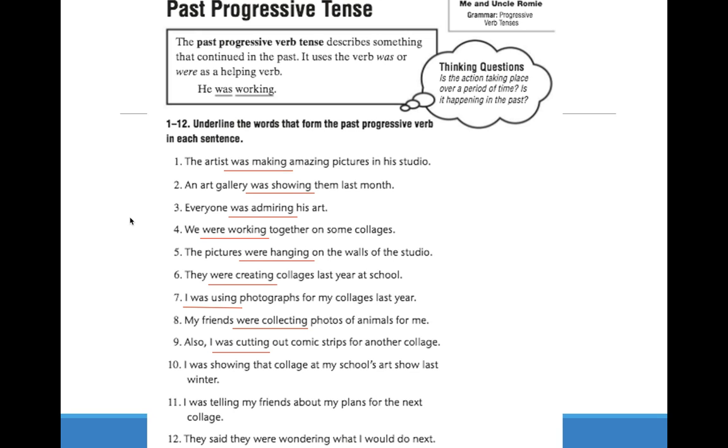I was showing that collage at my school's art show last winter. I see that word was again, and I see that word showing with an ing. So was showing that collage at school. Was showing is the past progressive verb. I was telling my friends about my plans for the next collage. Was telling is the past progressive. They said they were wondering what I could do next. Were wondering. Okay, so anytime you're looking for a past progressive verb, you're looking for the word was, and you're looking for the verb that ends in ing.